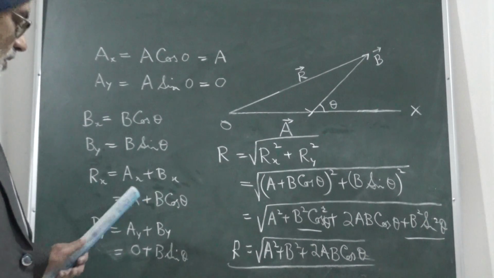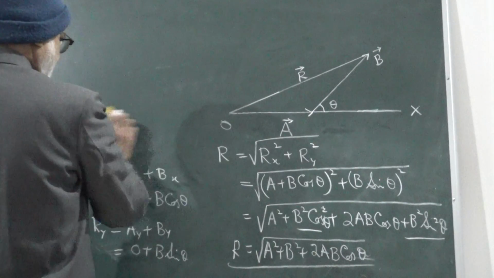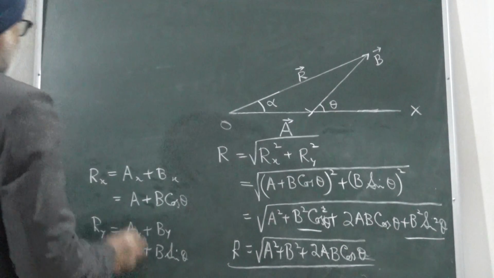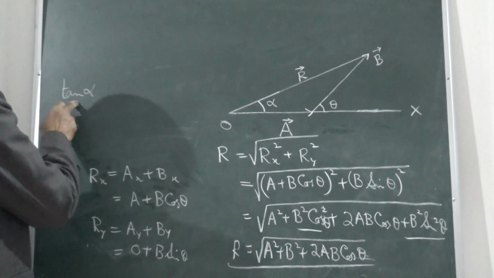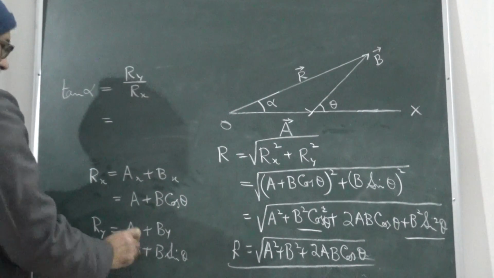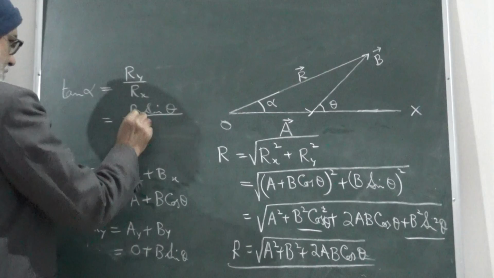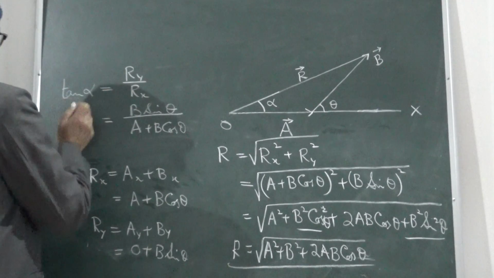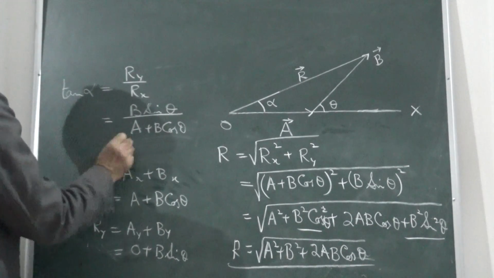Ry by Rx, tan theta. Suppose a resultant makes an angle alpha with the x-axis. This resultant makes an angle alpha, say, with the x-axis. So tan alpha gives you the direction of the resultant vector. This is obtained by Ry by Rx, and Ry is B sine theta, and Rx is A plus B cos theta. So alpha can be obtained by tan inverse of this value.